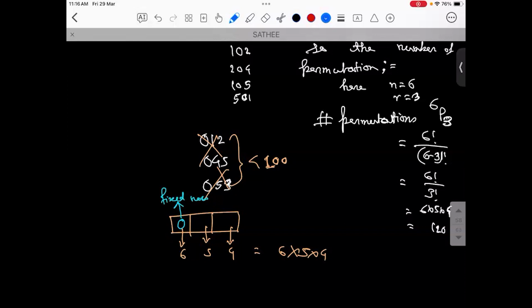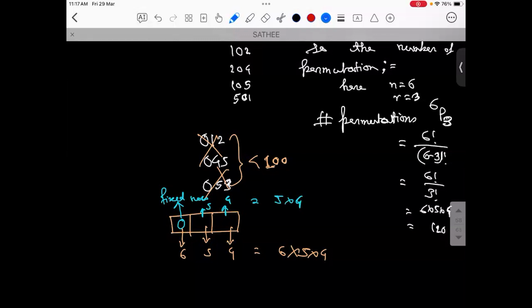So I am fixing the first element. Fixed now. How many cases are we left with? I now have only 5 digits and only 2 boxes, so I will have 5 into 4. We can put any of the 5 elements in the first box, and we are left with only 4 elements for the second box. So the number of extra cases is 5 into 4.